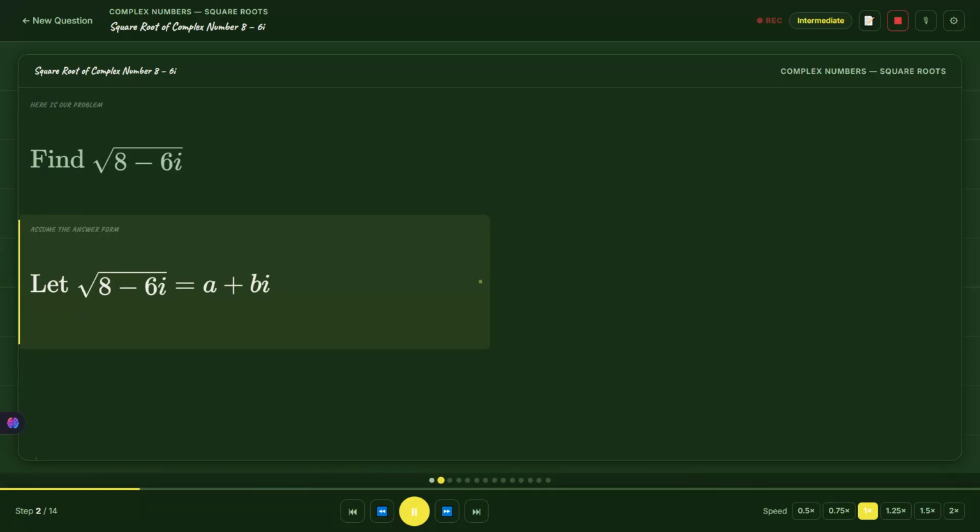Let's say the answer is some number a plus bi. We don't know a and b yet, but we will find them. These are just regular numbers we need to figure out.